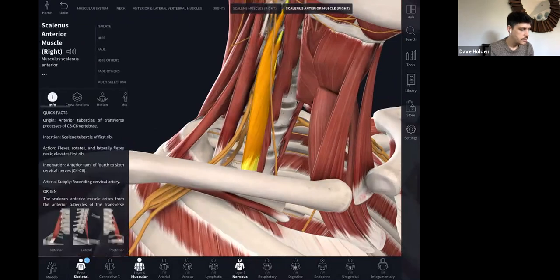And there we have the anterior scalene. These are going to be lateral neck flexors as well as neck rotators. So when the head is held in a flexed position, like with forward head syndrome, these muscles are shortened.